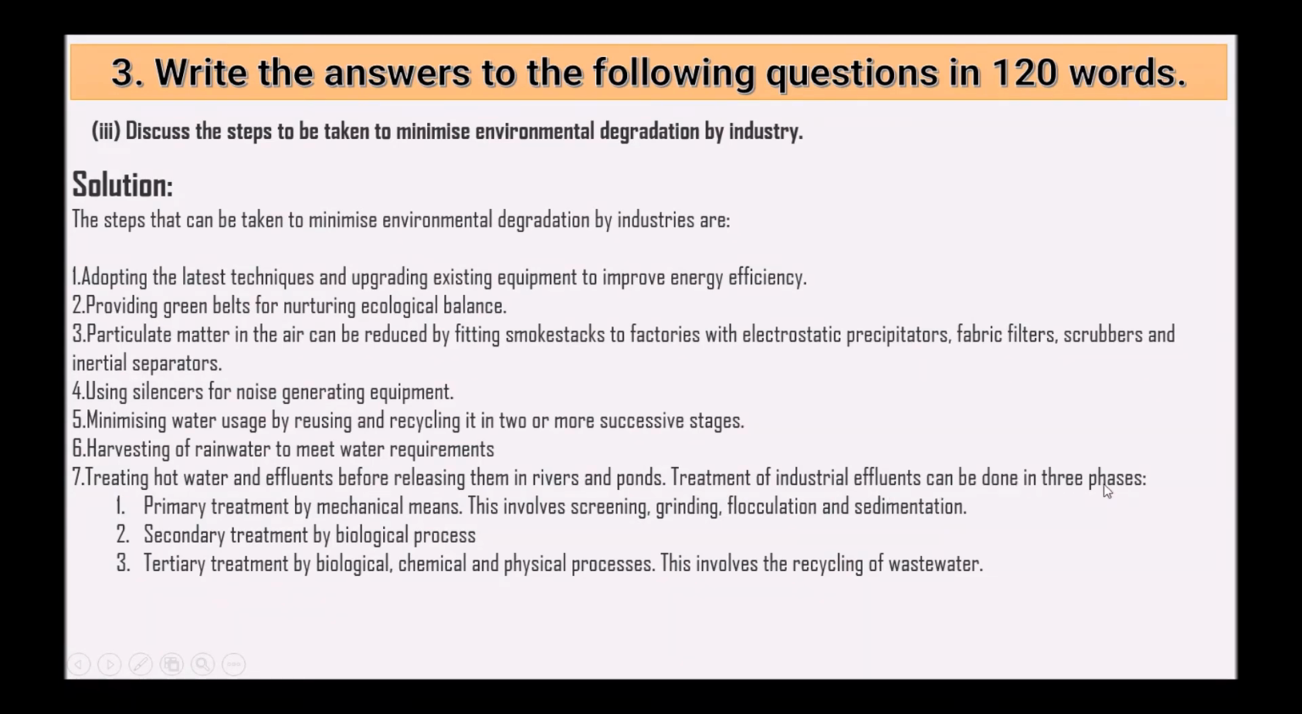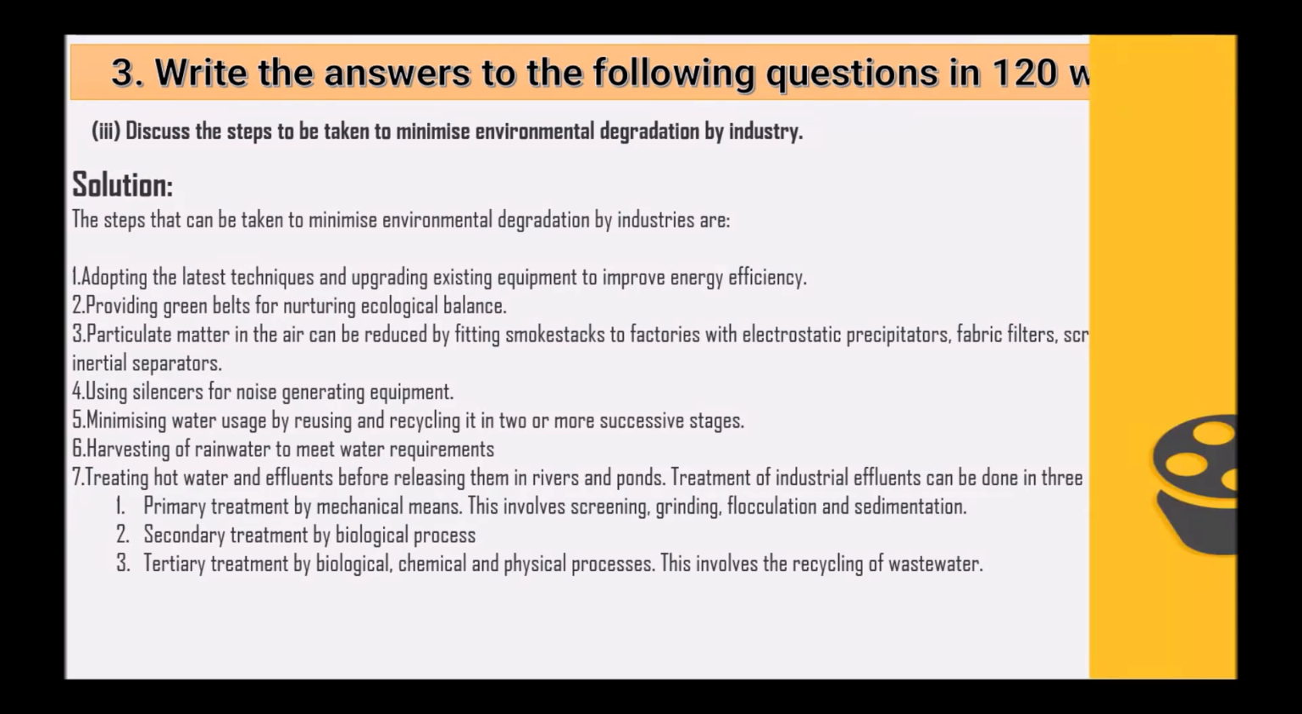Treatment of industrial effluents can be done in three phases. Primary treatment by mechanical means. This involves screening, grinding, flocculation, and sedimentation. Secondary treatment by biological process. Tertiary treatment by biological, chemical, and physical processes. This involves the recycling of wastewater.